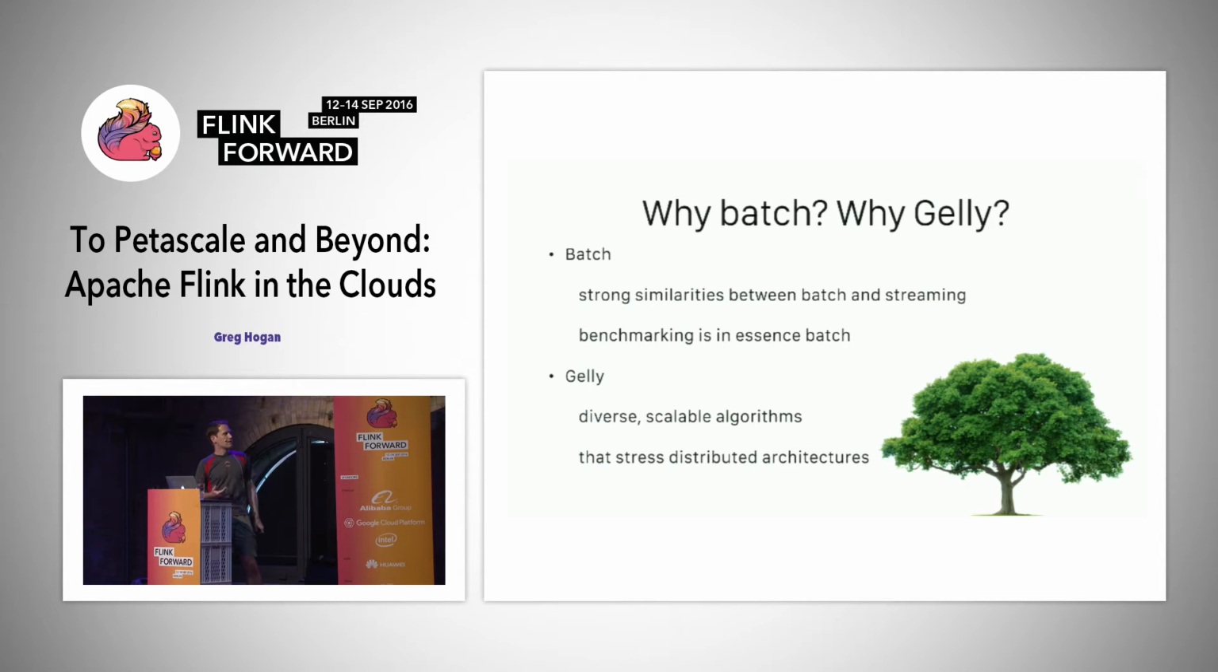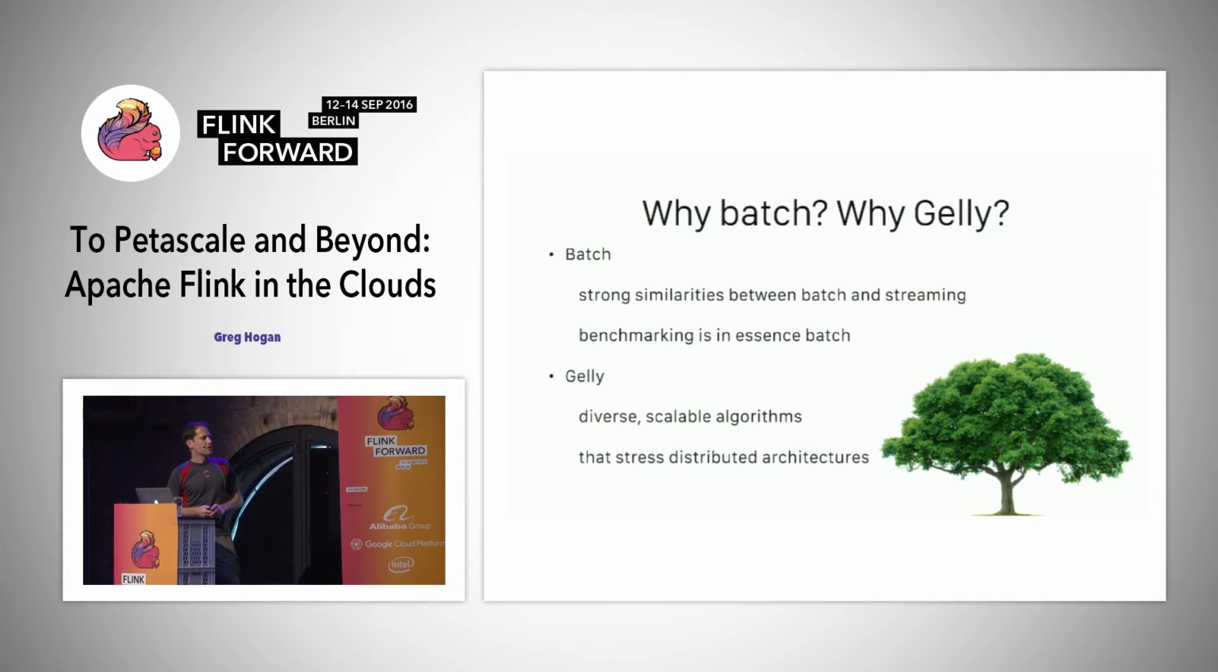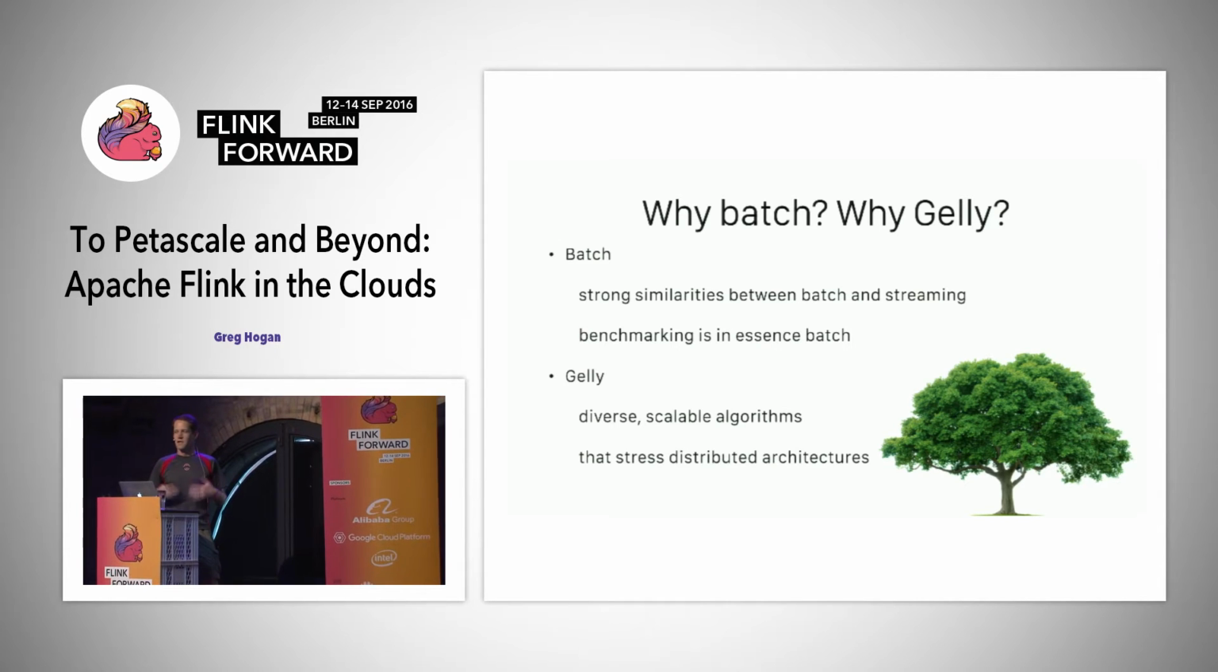The second point I'd make is that benchmarking is in essence batch. I had actually written that before Stefan's comment. But anytime we're benchmarking, we're doing a bounded computation, and that's really just a batch process. What Gelly, I think, provides to Flink is a diverse set of scalable algorithms that allow us to really stress the Flink architecture. We've come across a lot of limitations and even some bugs just streaming through the massive data sets that we can produce in Gelly, and been able to contribute back those bug fixes.